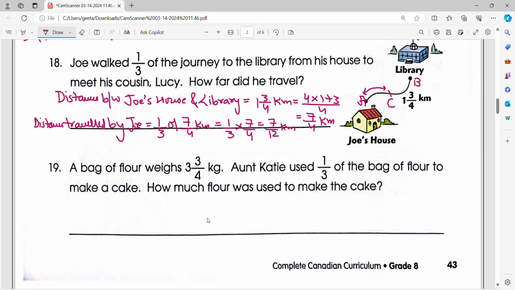We can move on. Okay, can you please read question number 19? A bag of flour weighs 3 and 3/4 kilograms, and Katie used 1/3 of a bag of flour to make a cake. How much flour has it... Okay, a bag of flour.